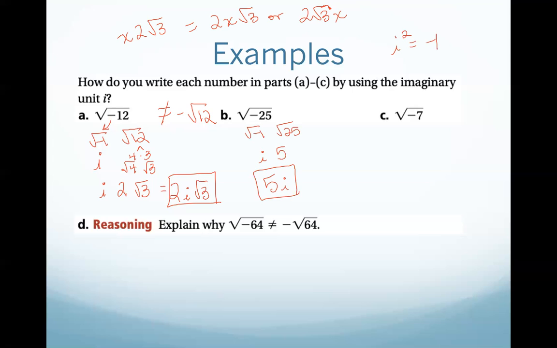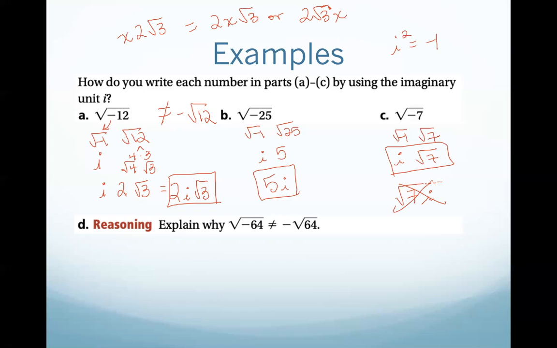Part C, doing the same thing. Square root of -1 times the square root of 7. Square root of -1 is i. Square root of 7 cannot simplify. So we're going to leave the i in front of the square root, because if I write it after the square root, there's a risk of thinking that it's inside of the radical, right? So we don't want to run that risk. We're going to leave the i in front of the square root.